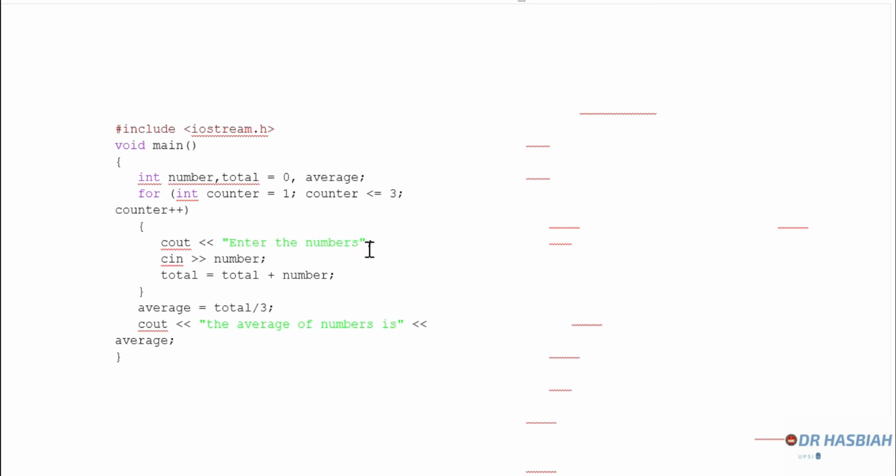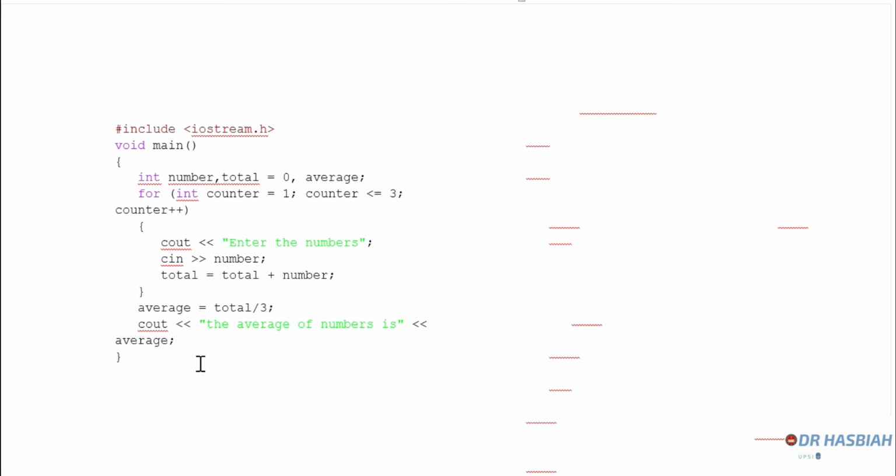cout, enter the number. You enter the third number, let's say 3. So just now you have total equal to 3, so total equal to 3 plus 3, you get 6 here. Then counter plus 1, 3 plus 1, you get 4. 4 is not less than 3 and not equal to 3, so we will exit from this looping, and then we read the statement after the brace here. Average equal to total divided by 3. You get the total just now, 6, so 6 divided by 3, you get 2. So cout, the average of the numbers is 2.